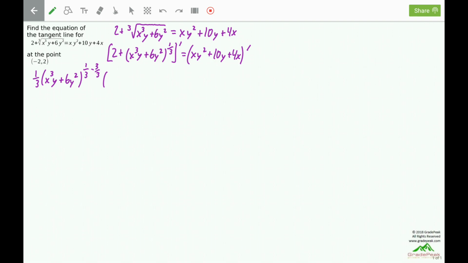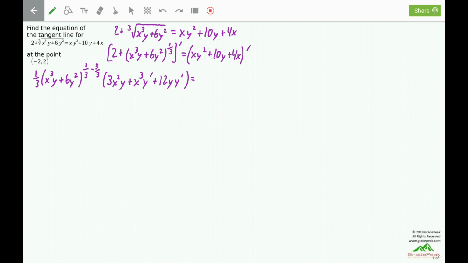The first term of the inside is a product, x cubed times y. The derivative of the first, 3x squared, times the second left alone, y, plus the first left alone, x cubed, times the derivative of the second. The derivative of y is 1, y prime. Every time we take the derivative of a y term, we will have a y prime due to the chain rule. The second term, 6y squared, its derivative will be power rule. Bring down the 2, multiply with the 6, 12, subtract 1 from the power, y to the first power, but then multiply by the derivative of the inside, which will give us a y prime to complete the chain rule.